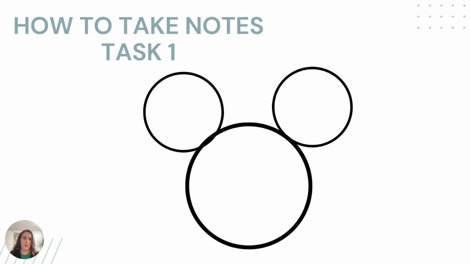Okay, how to take notes. So you only have 15 seconds, so we're going to do the Mickey Mouse. This is the Mickey Mouse. You can put your answer in the big circle and then 2 reasons in the little circles, or a reason and an example in the little circle.